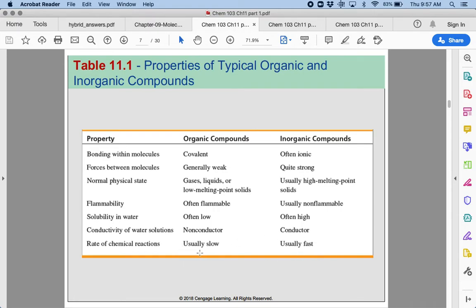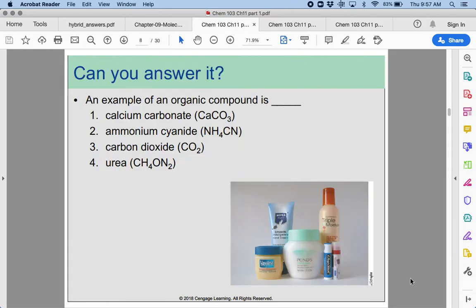The last one, this is kind of new for us. Organic compounds, typically the reaction is slow in comparison to things like inorganic compounds. So when you think about this, think about making a cake, right? There's a lot of organic chemistry that goes in baking and cooking. And those things take time, they take heat. The reactions are much, much slower in comparison to something that's inorganic.